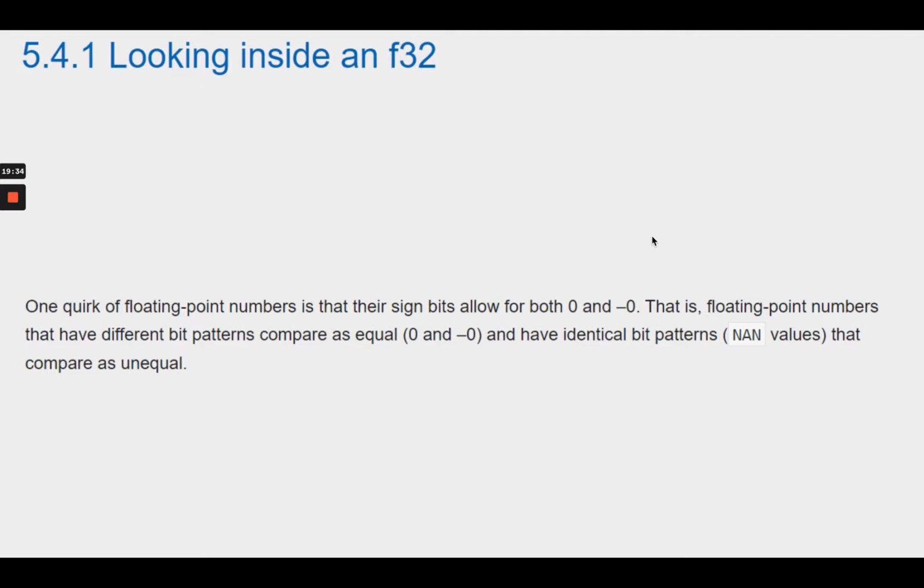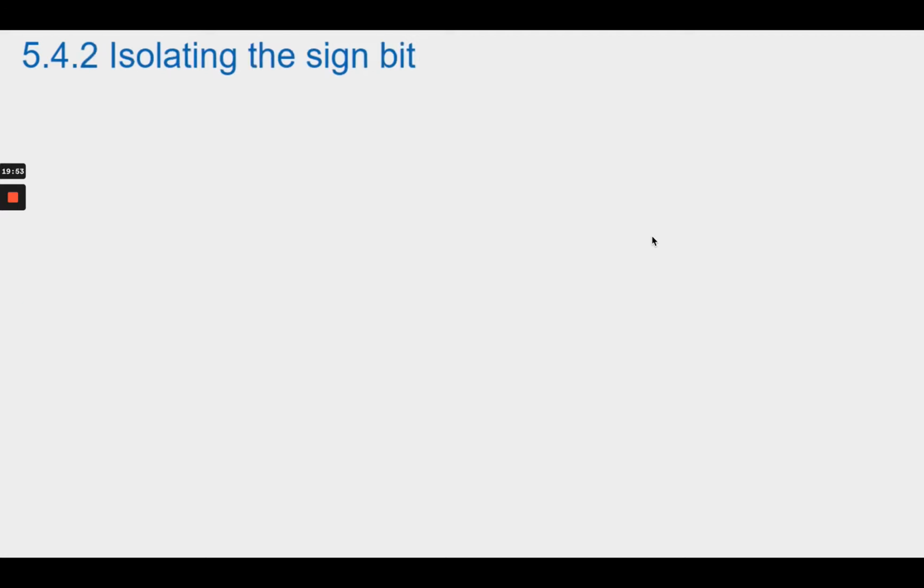One quirk of floating point numbers is that their sign bits allow for both 0 and -0. That is, floating point numbers that have different bit patterns compare as equal, 0 and -0, and floating point numbers that have identical bit patterns, NaN values, compare as unequal.